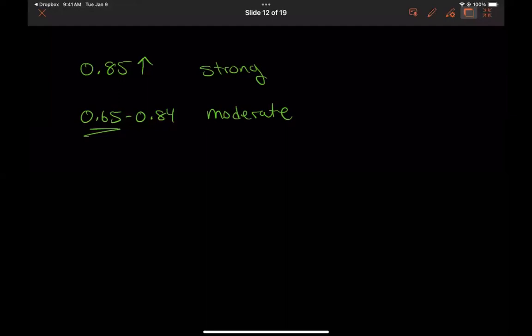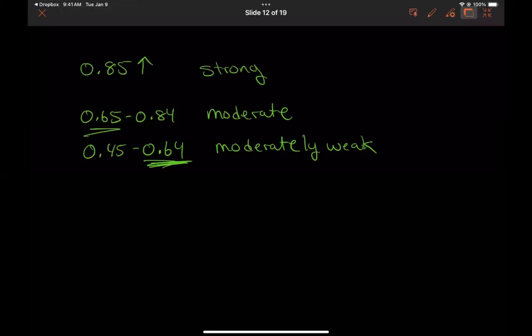So probably about 0.45 to 0.64, I call this moderate also, but this would be moderately weak. So this right here would be closer to just moderate. This might be just moderate, or it's really hard to say. So this would be like moderately weak.